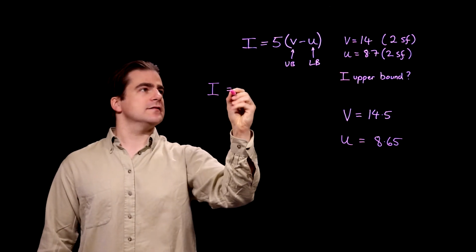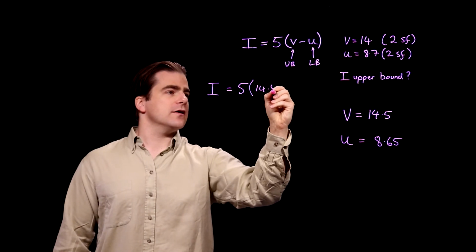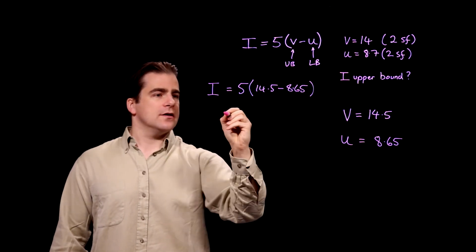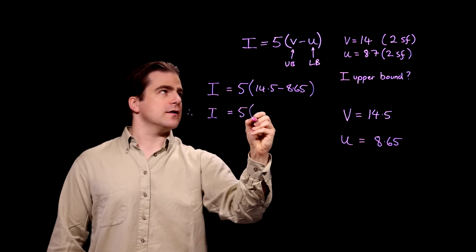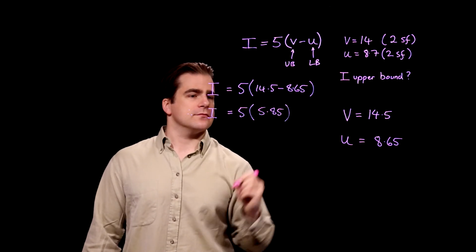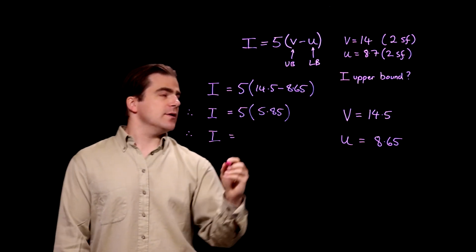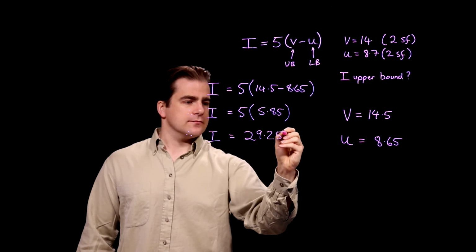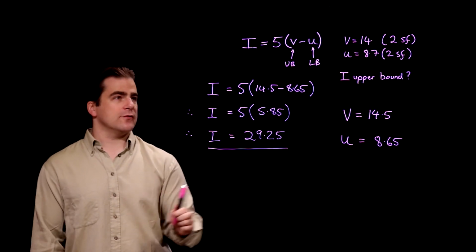I is 5 times 14.5 minus 8.65, and that is 5 times 5.85, which is 29.25. And that's it. That's the upper bound for I.